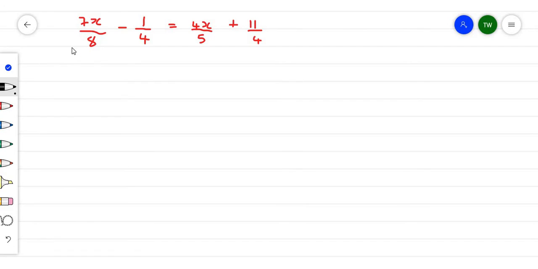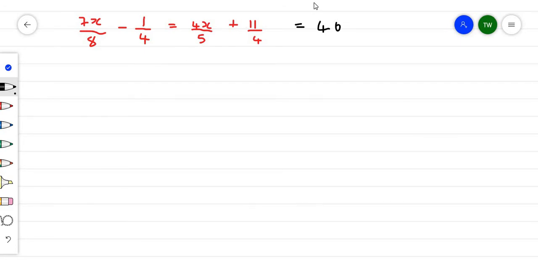So now to example 2, we have 7x over 8 minus a quarter equal to 4x over 5 plus 11 over 4. Now the denominators are 8, 4, 5, and 4. Now we need to determine the lowest common multiple of the denominators, and that is going to be 40. So 40 is the lowest common multiple of 4, 5, and 8.